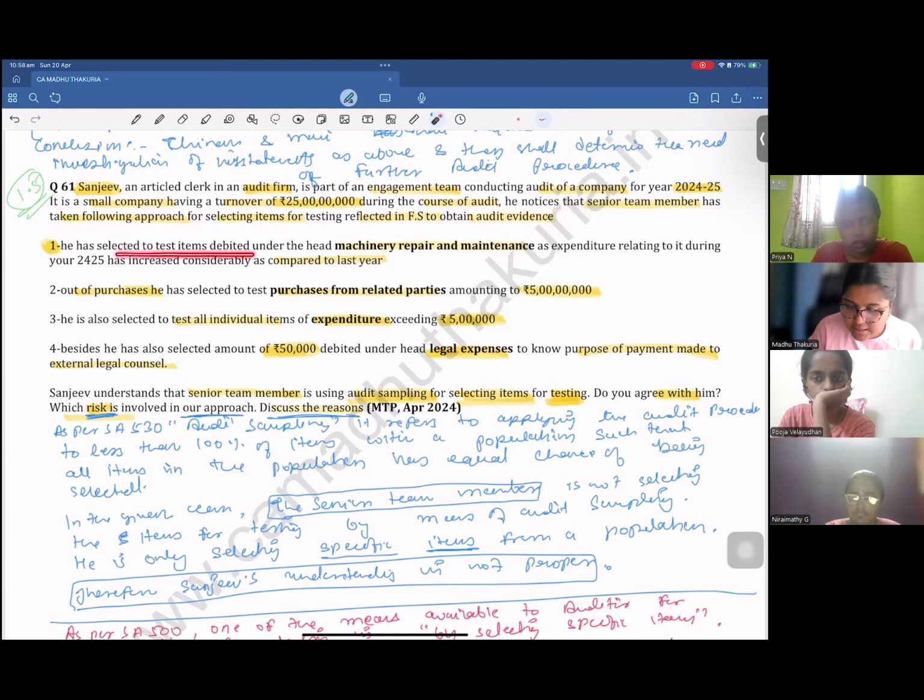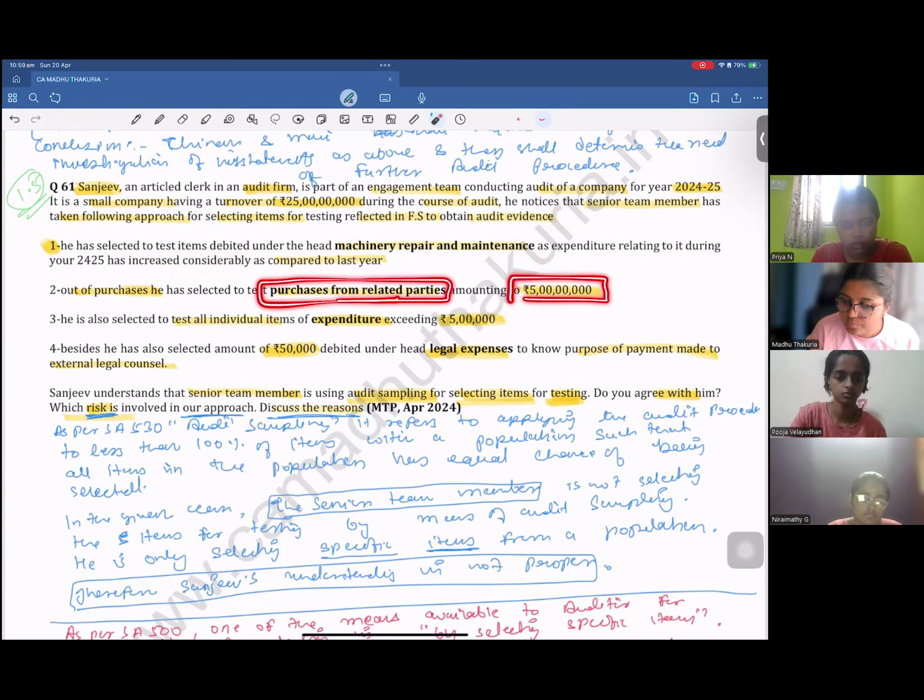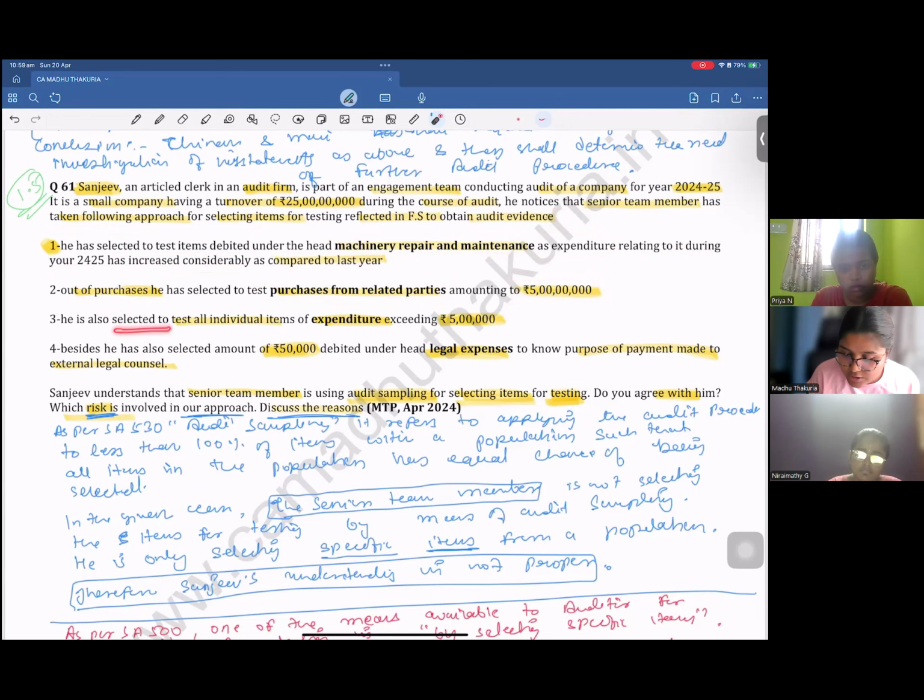He has selected to test items debited under the head machinery repairs and maintenance. What did he do? He selected them as expenditure relating to it during the financial year 24-25 has increased considerably compared to the past year. Out of the purchases, he has selected to test purchases with the related party amounting to rupees 5 crore. He has also selected to test all the individual items of expenditure exceeding 5 lakh. Besides, he has also selected 50,000 debited in legal expenses to know the purpose of payment made to the external legal counsel.